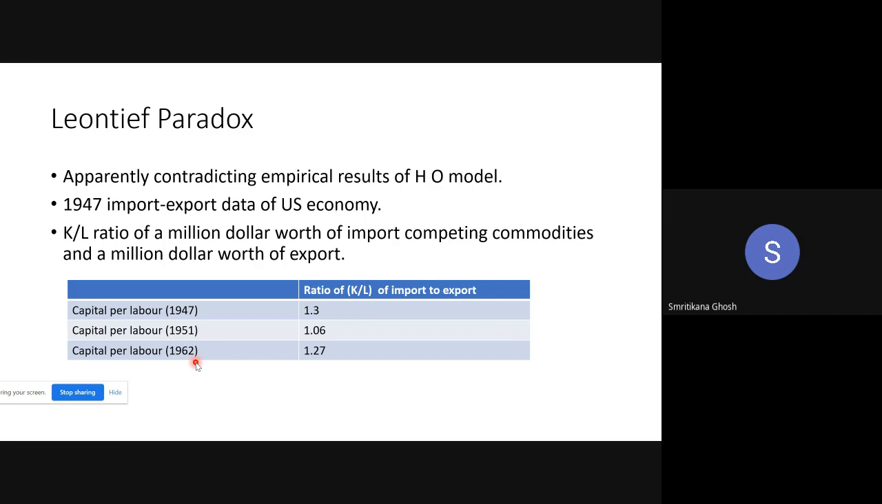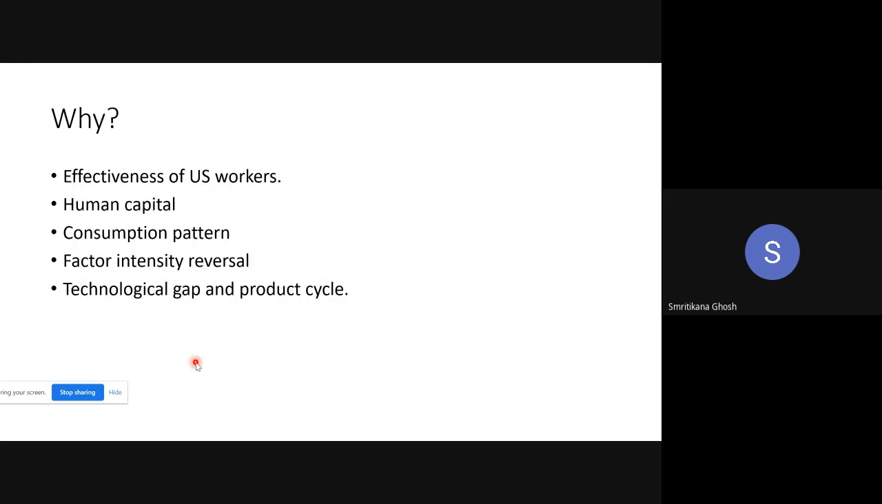So there are different versions, different ways which came out after the introduction of this paradox to explain it. They are saying no, it is not a paradox. You can explain it in this way. So what are those? Effectiveness of the US workers. They are saying the workers of the US economy are so efficient that ultimately it is becoming labor abundant.